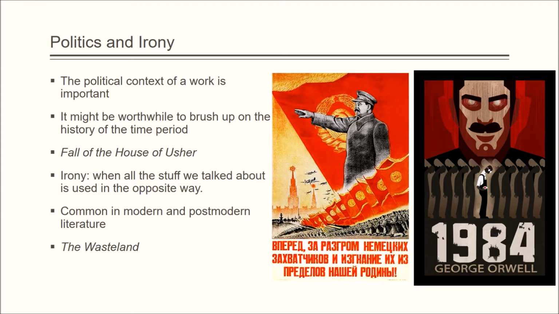And another idea that I want to talk about is irony. And this is when all the stuff that we've talked about is kind of used in the opposite way. And this is really common in modern and postmodern literature. So, for example, T.S. Eliot wrote about how spring is just a continuation of despair that doesn't bring any relief in his epic poem, The Wasteland. And this is in contrast to what we just talked about, where spring is kind of the symbol of rebirth and growth and goodness and the beginning of life. But he just says, April is the cruelest month.